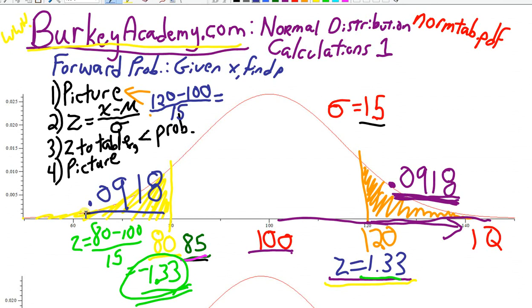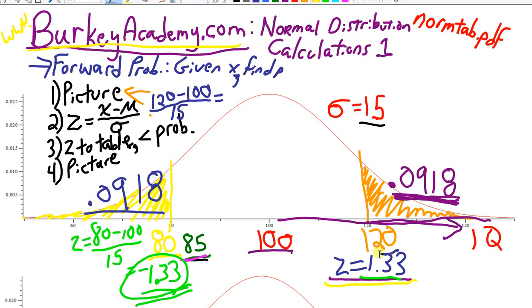In the next video, what I'm going to do is show you how to solve what I call a backwards problem. So a forward problem is you're given some x, in this case an IQ, and you're asked to find the probability or the percentage of people in that area or percentage of things in that area. A backward problem would be something like this.